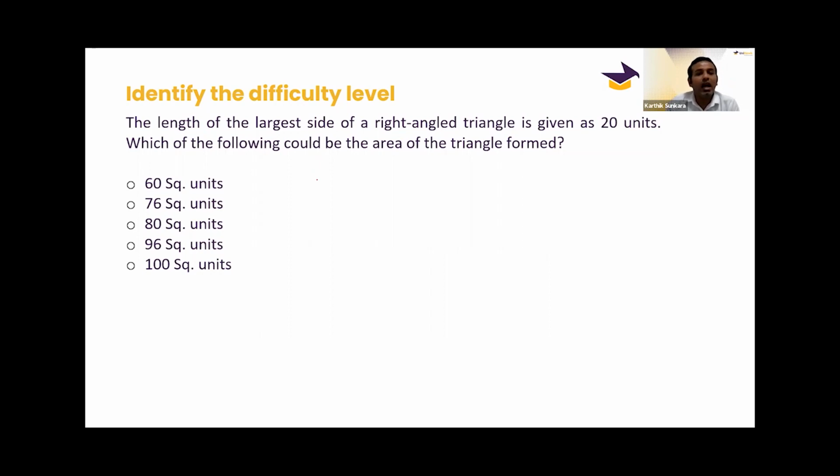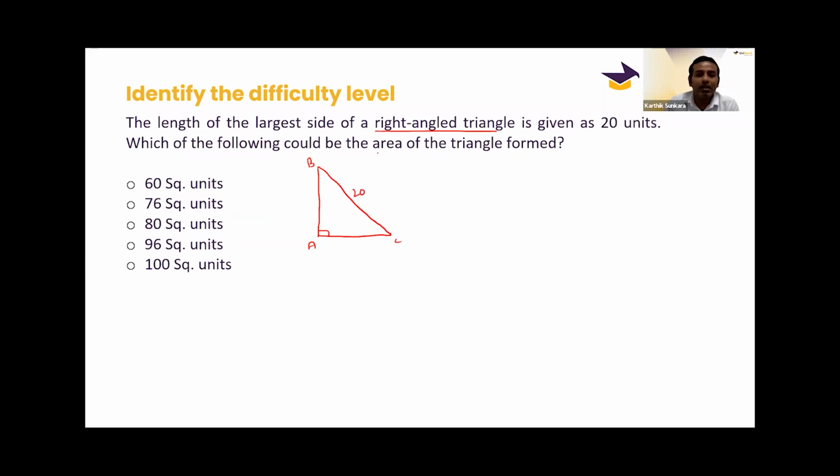So the length of the largest side of a right triangle is given as 20 units. Which of the following could be the area of the triangle? Right. So since he said it's a right angle triangle, let me draw a right angle triangle. So let me name this. This is A, B, and C. And he said the largest side has 20 units. So this is 20. Okay.